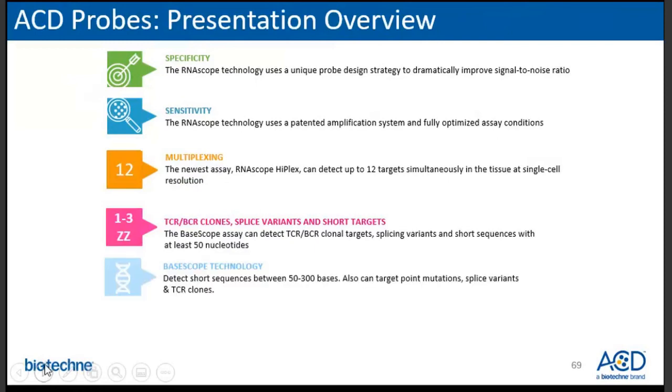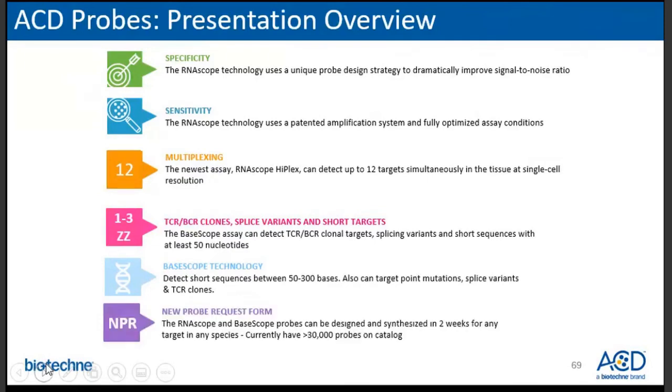Again, BaseScope technology can detect these short sequences and also can target point mutations, additionally with splice variants and your TCR clones. In your new probe request, the RNAscope and BaseScope probes can be designed and synthesized in 2 weeks for any target in any species. We currently have almost 30,000 target probes in our catalog.